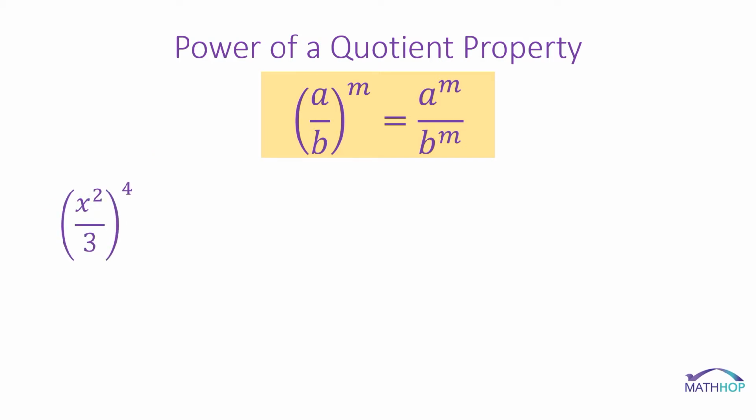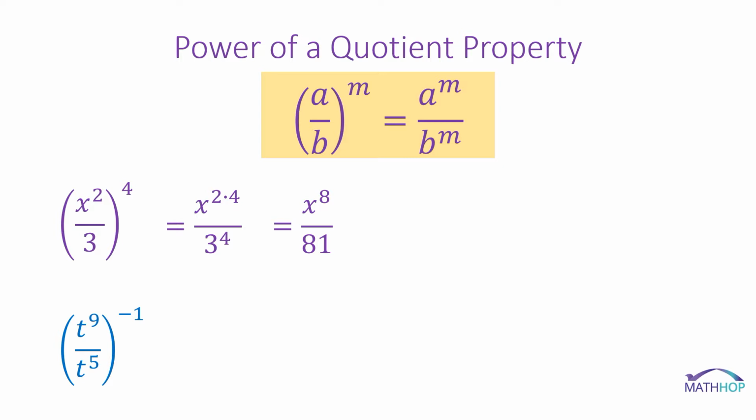So let's look at an example. We have x squared divided by 3 raised to the 4th power. So the rule simply states that don't forget this exponent needs to be distributed to both the numerator and the denominator, giving us x to the 2 times 4 power in the numerator and 3 to the 4th power in the denominator, which is x to the 8th divided by 81.